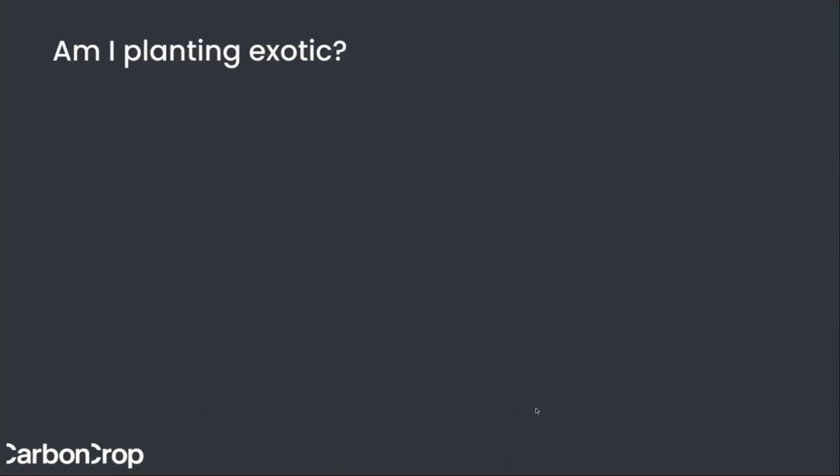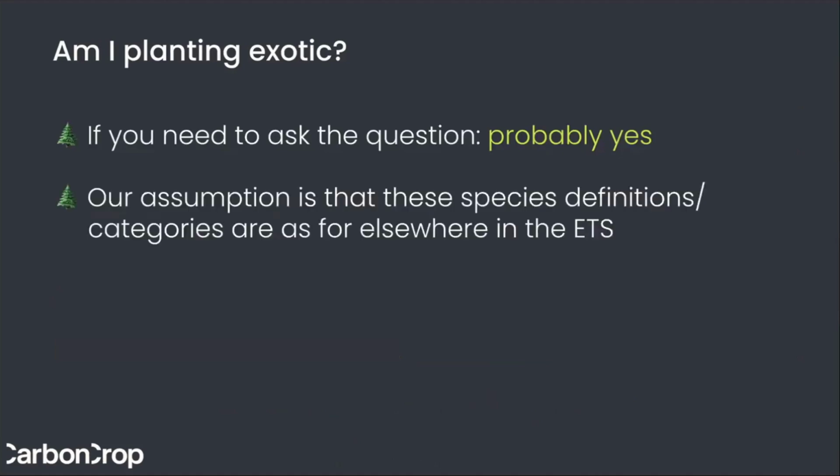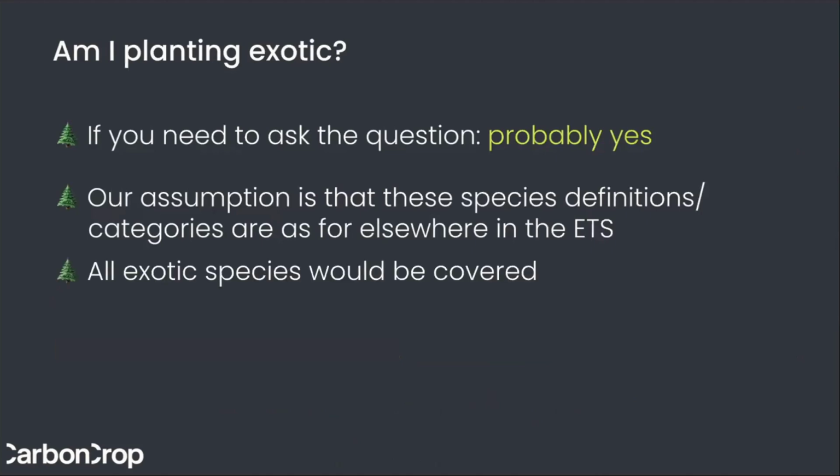So first question, am I planting exotic? Because if you're not, you perhaps don't need to worry so much. If you need to ask the question, the answer is probably yes. Our assumption is that these species definitions and categories are the same as for elsewhere in the ETS. All exotic species are going to be covered. So if for a given CAA you're using the pine table, the Douglas fir table, the exotic softwoods table, or the exotic hardwoods table, all are equally affected. It's only if you were going to be in the indigenous category that you would be exempt.